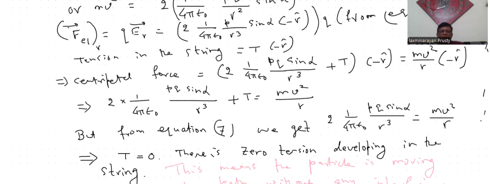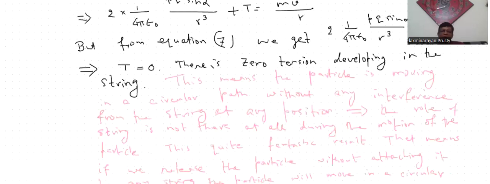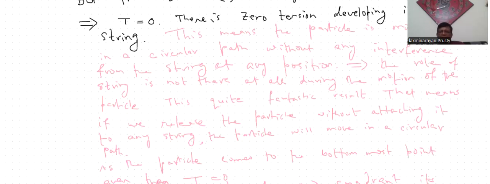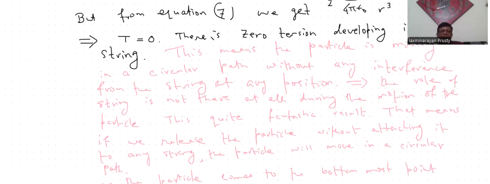So continuously T will remain 0. Even if the string comes to the vertical position, the string tension will be 0. It doesn't depend on any theta. So this is what I wrote. This means the particle is moving in a circular path without any interference from the string. This is very strange. At any position, the role of the string is not there at all during the motion of the particle. This is quite a fantastic result.